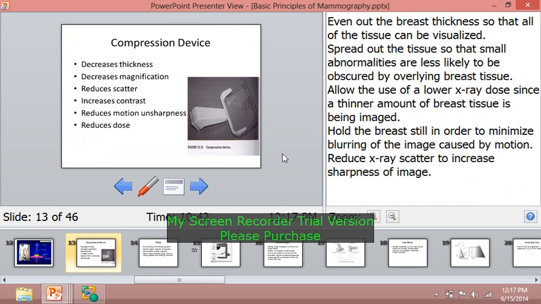So why do we need compression in breast imaging? It decreases the thickness, decreases magnification, and reduces scatter. As the thickness is decreased, it increases the contrast, that is, the difference in density for a given region of interest for a given change in exposure is increased. And it also reduces the motion effect on sharpness as it decreases the subject thickness, and it also reduces the exposure as the thickness is decreased.